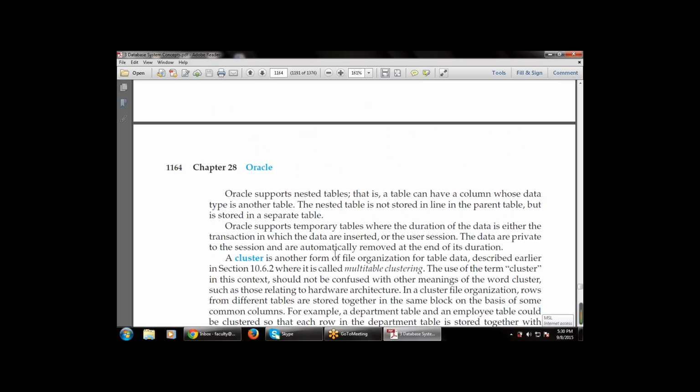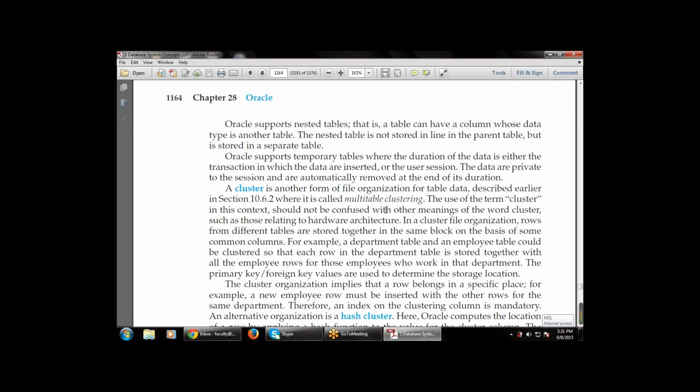So Oracle also supports the nested table. A nested table means multiple tables that will be used in the database admin, with the database architecture that is available, that is used with the database blocks. And that is known as multi-table clustering. Multi-table clustering is used for the database admin.